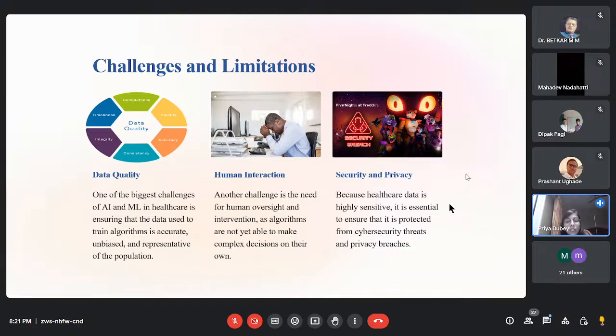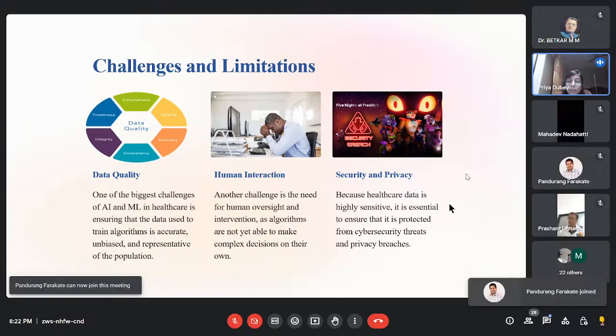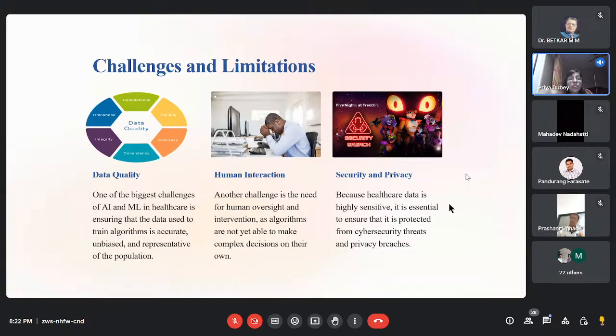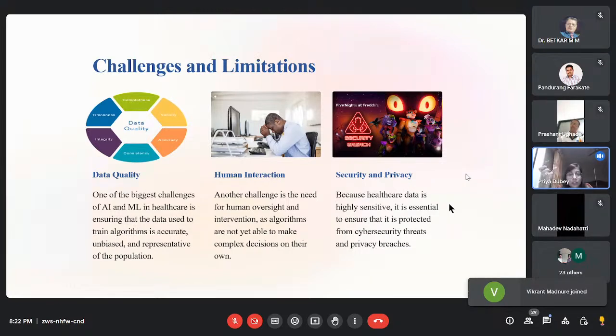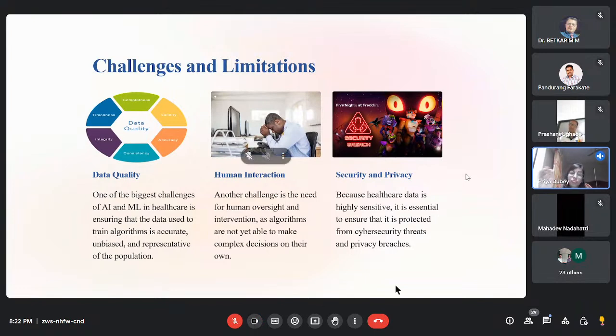Then there is human interaction. Another challenge is the need for human oversight and intervention, as algorithms are not yet able to make complex decisions on their own. Like I told you, the machine learning algorithm that I was using in cancer detection achieves 97.8%. But still, there are chances that the machine was not able to make an accurate prediction up to 3%.